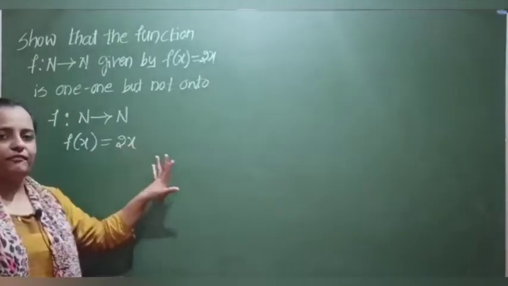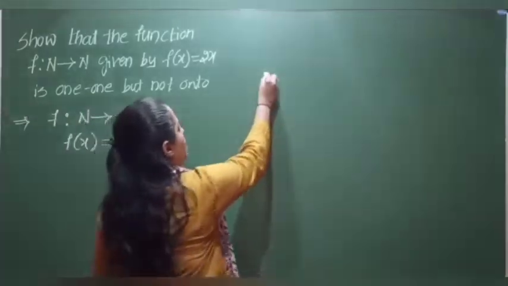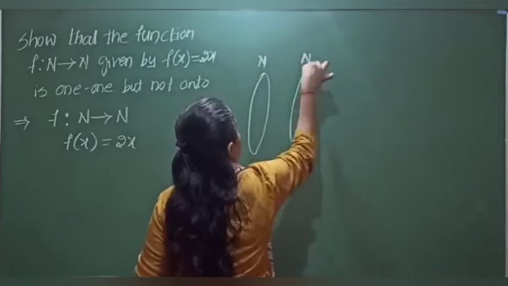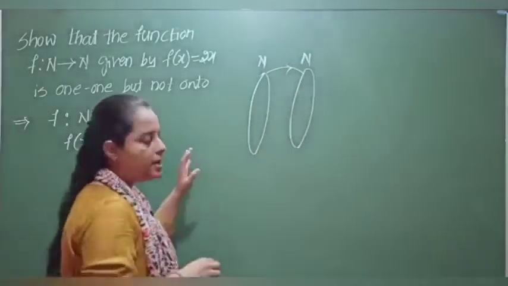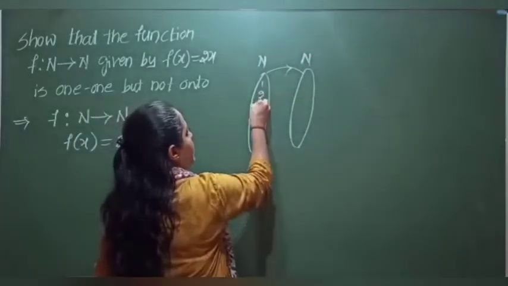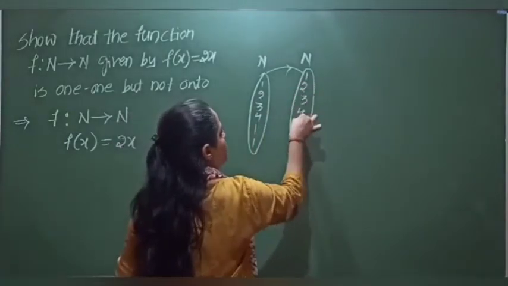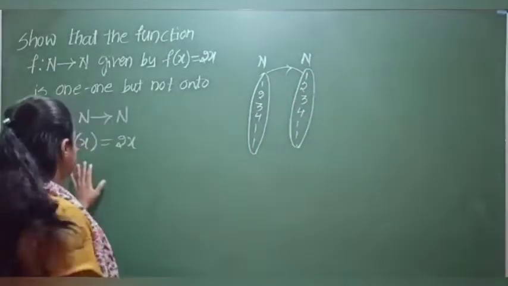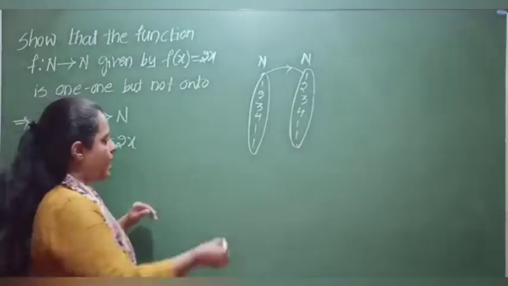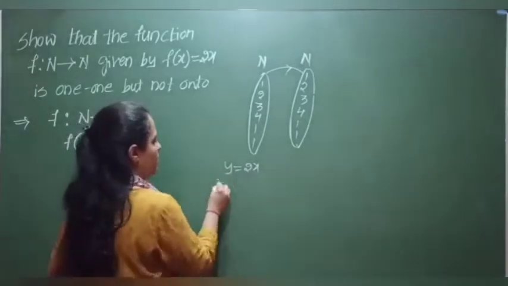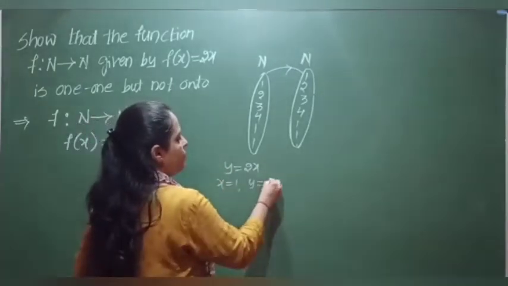Generally we think with an arrow diagram. Here the function is defined from the set of all natural numbers to the set of all natural numbers, right? So set N has elements 1, 2, 3, 4, and here also 1, 2, 3, 4. Now if the function is f of x equals 2x, y equals 2x. If you substitute x equal to 1, we are getting y as 2.